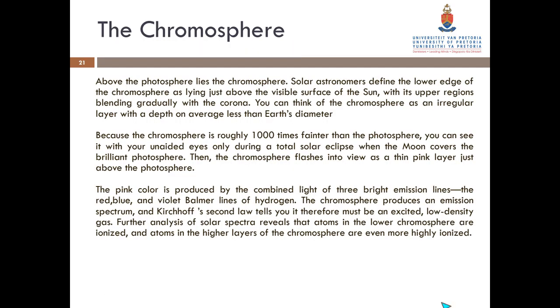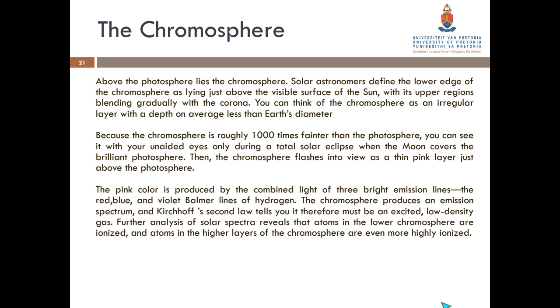Above the photosphere lies the chromosphere. Solar astronomers define the lower edge of the chromosphere as lying just above the visible surface of the sun, with its upper regions blending gradually with the corona. You can think of the chromosphere as an irregular layer with an average depth less than Earth's diameter. Because the chromosphere is roughly 1,000 times fainter than the photosphere, you cannot see it with your unaided eyes. Only during a total solar eclipse, when the moon covers the brilliant photosphere, does the chromosphere flash into view as a thin pink layer just above the photosphere.